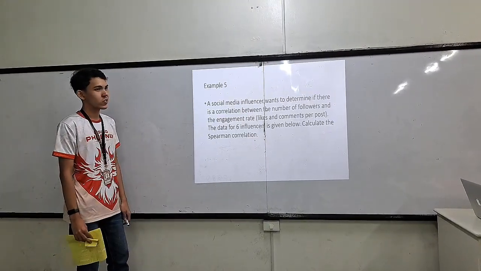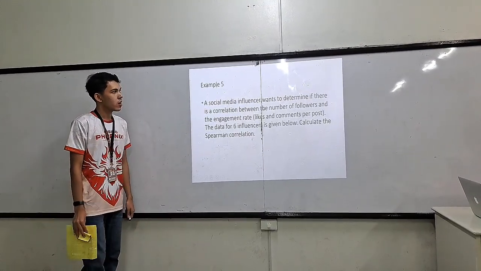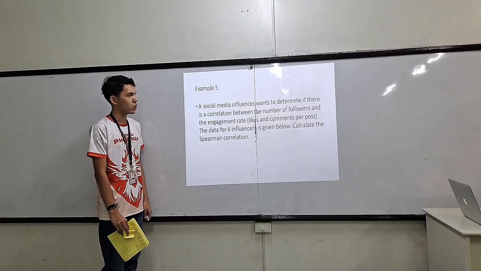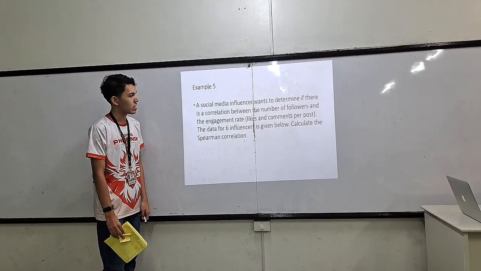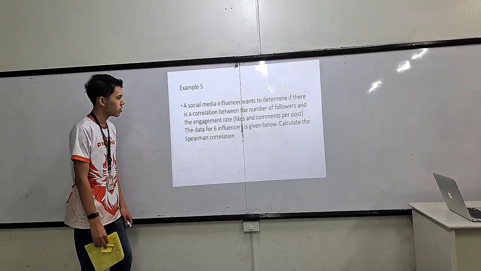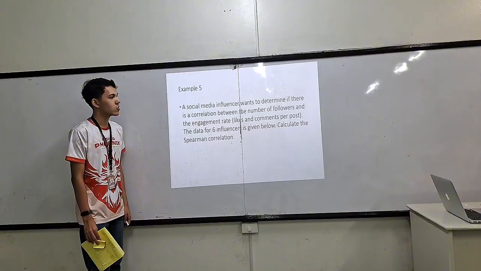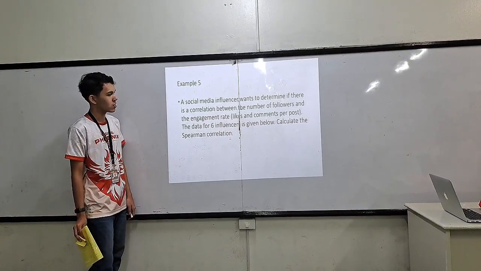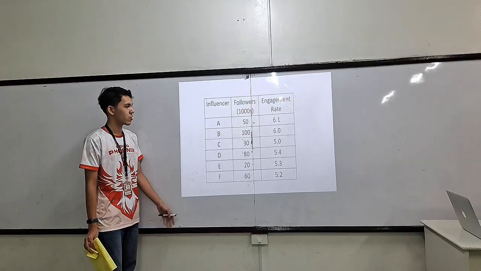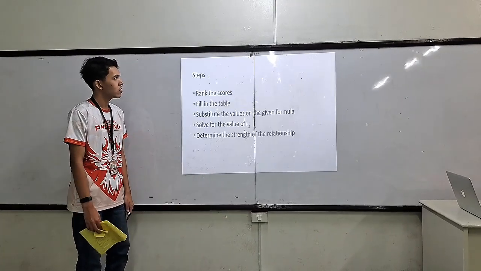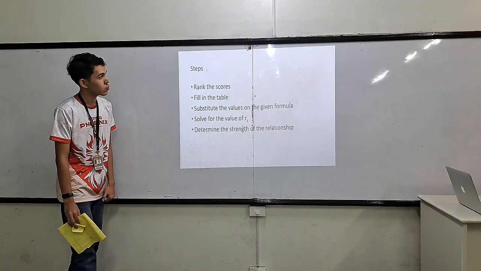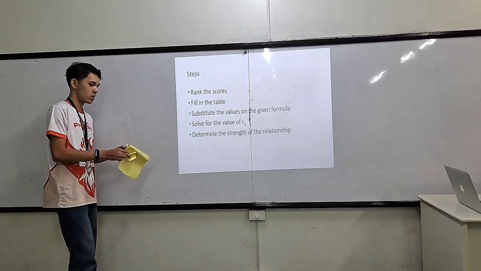So next we'll proceed to the final example. A social media influencer wants to determine if there is a correlation between the number of followers and the engagement rate, which is the likes and the comments per post. The data for 6 influencers is given below. Calculate the Spearman correlation. So here are the values for our table. Again, the first step is to rank the scores and fill in the table.